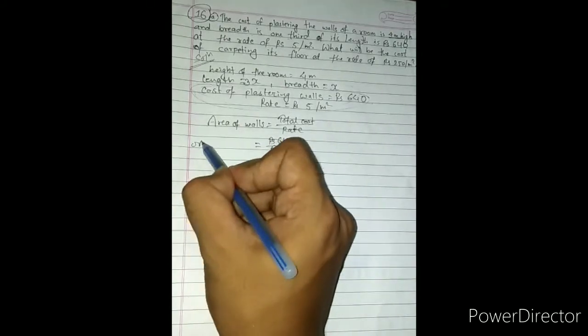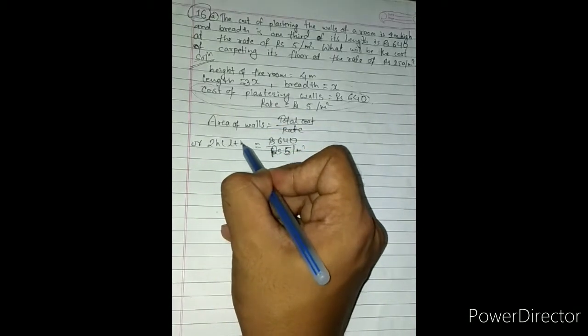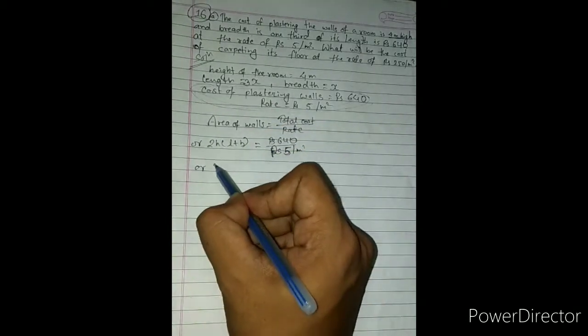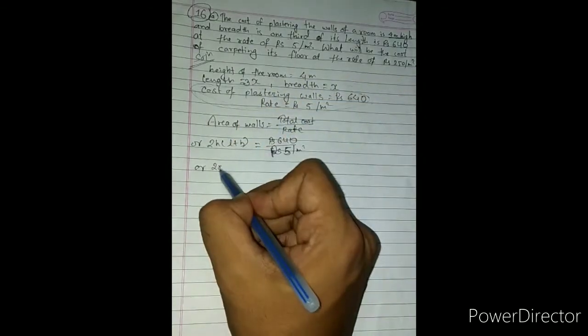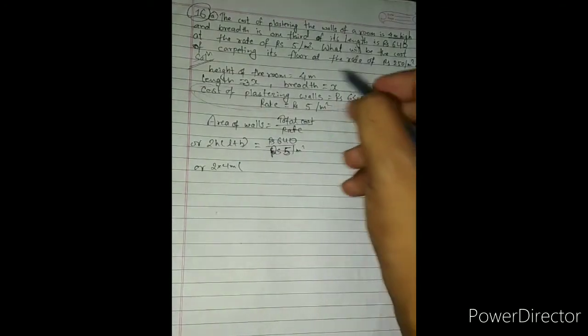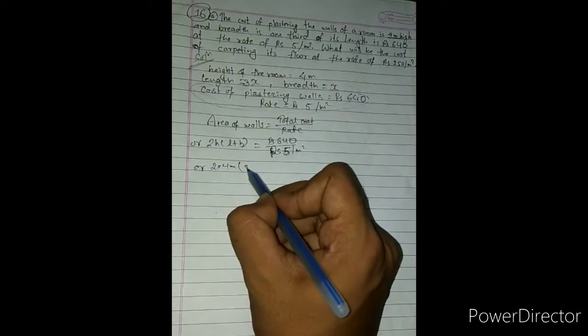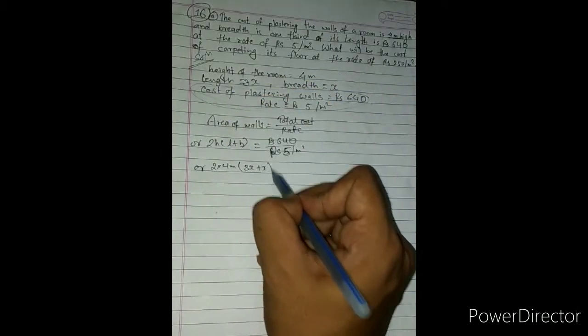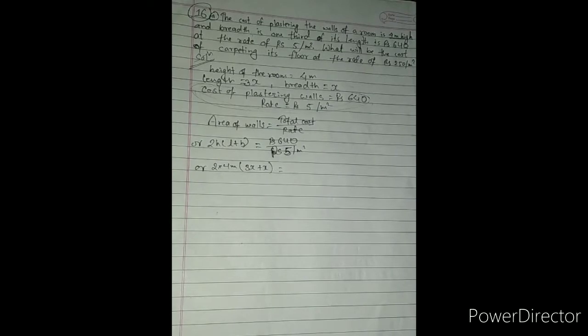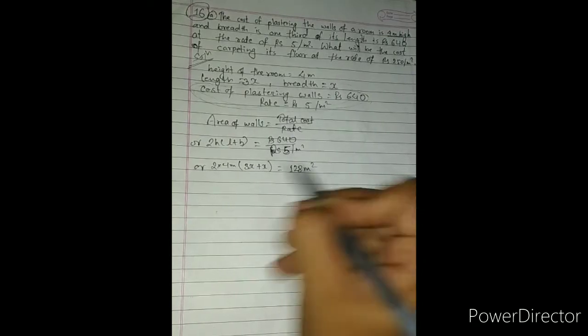What is the area of the walls formula? 2H(L plus B). Height is given as 4 meter, and length and breadth are 3x and x. We could take x plus x by 3, but in fractions we have to take the LCM, which is why I let them be 3x and x. This 640 divided by 5 is 128 meter square.